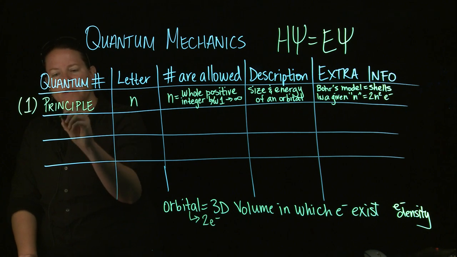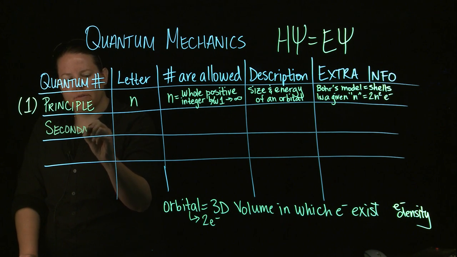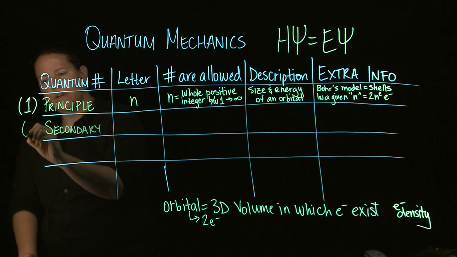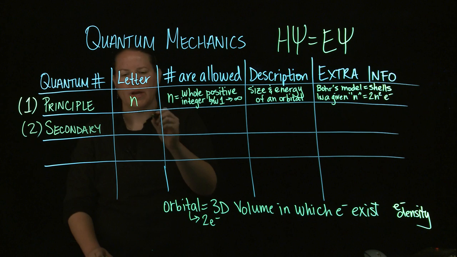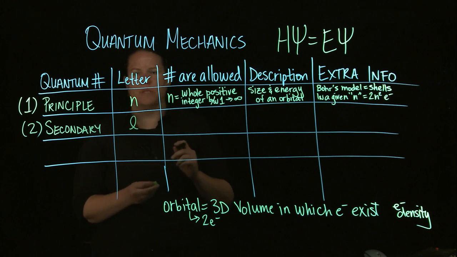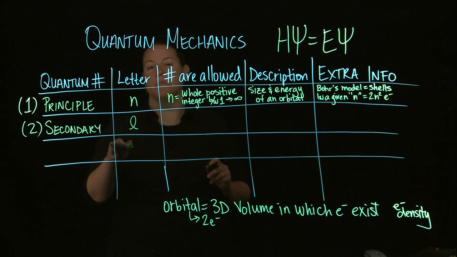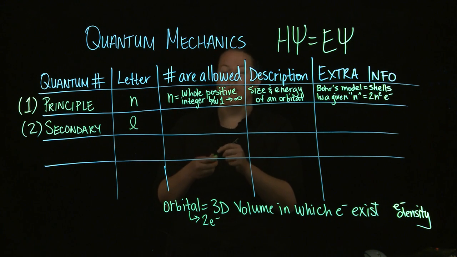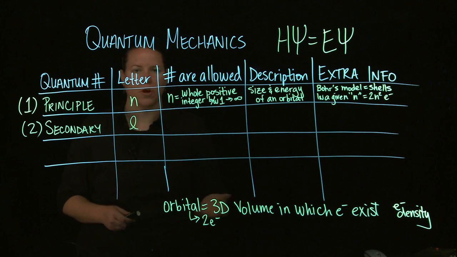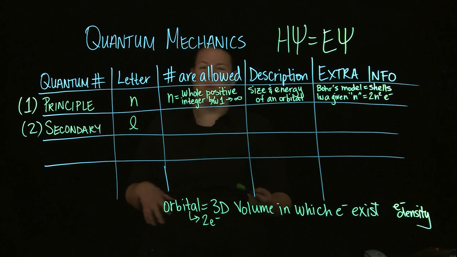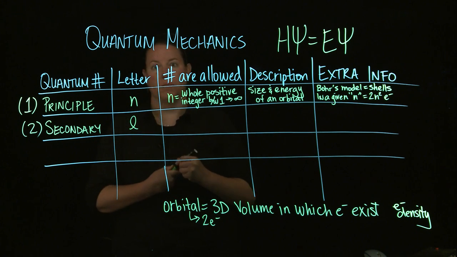All right, the next quantum number we'll call the secondary quantum number. We'll describe this with L. Sometimes this one is called the azimuthal quantum number, and sometimes the M sub L, which we'll get to next, is called the azimuthal quantum number. Azimuthal is a way of describing 3D space and geometry, so both of those kind of fit. Depending on the book, you might see either.